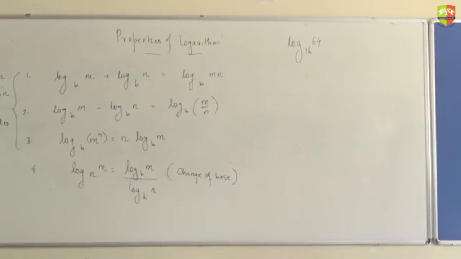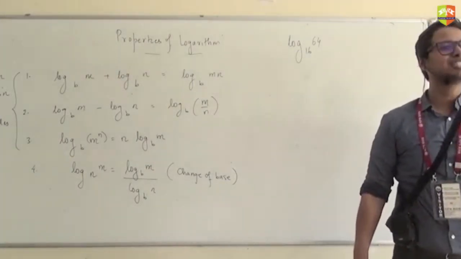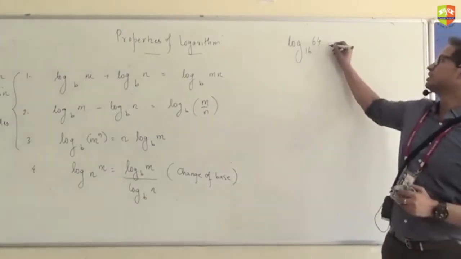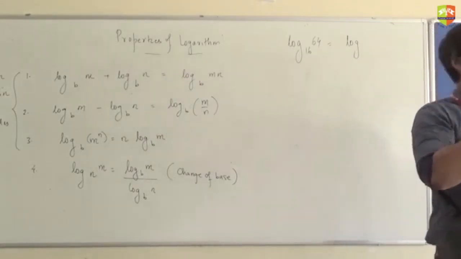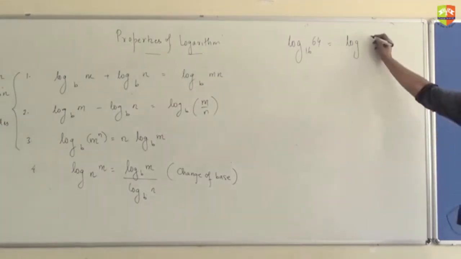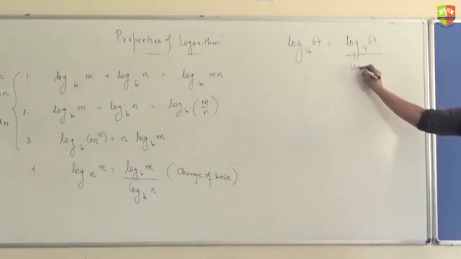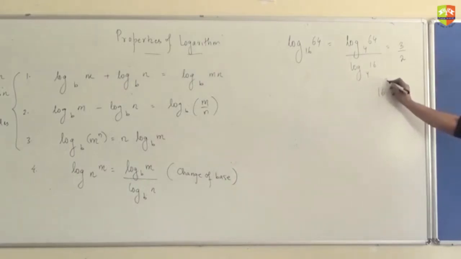Now, if you do 16 to the power 0, it is 1. 16 to the power 1, it will be 16. 16 to the power 2, 256. It has crossed 64. So how do you know in between which is the power on 16 which will give you 64? So what we do is, we use this property and we figure out a base which contains 16 and 64 both as its powers. That's 4. So I write 64 to the base 4 by log 16 to the base 4. So this is 3 by 2. So when you do 16 to the power 3 by 2, that's where you get 64. In order to find such answers, this property is very useful.